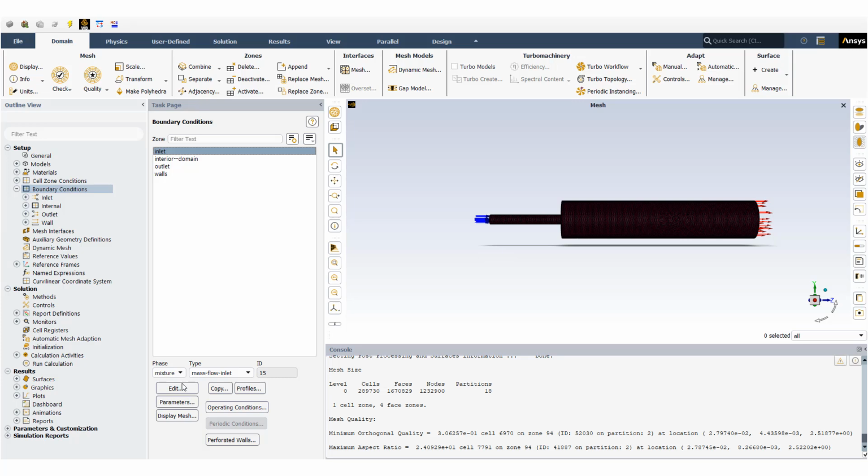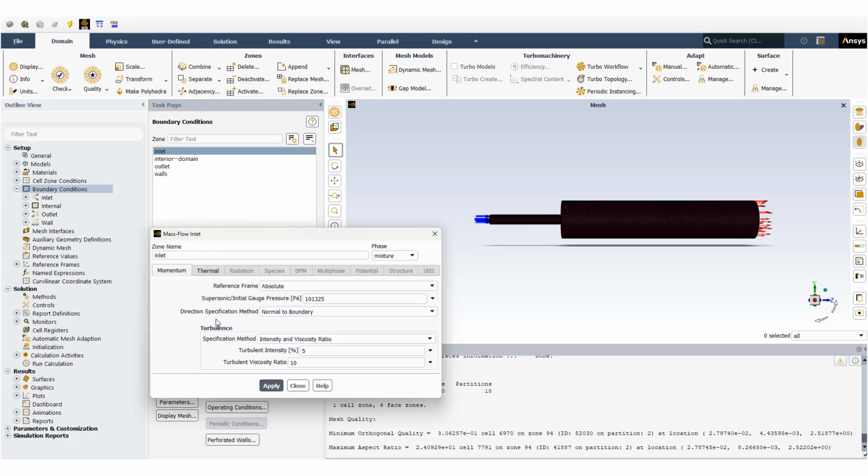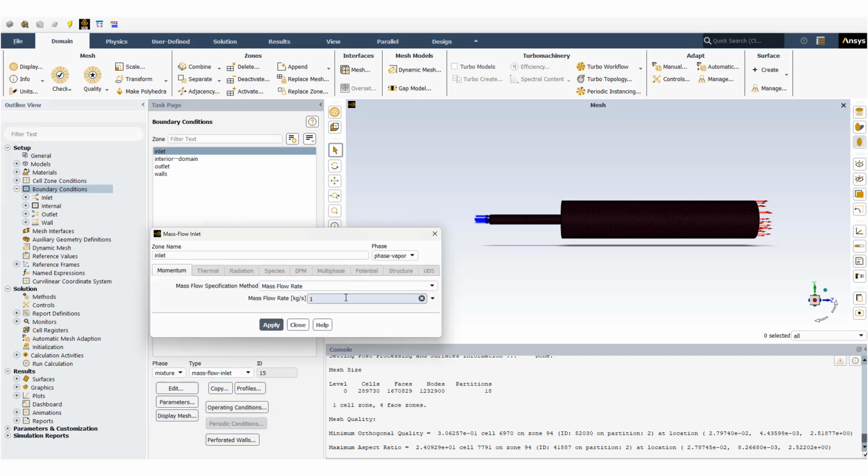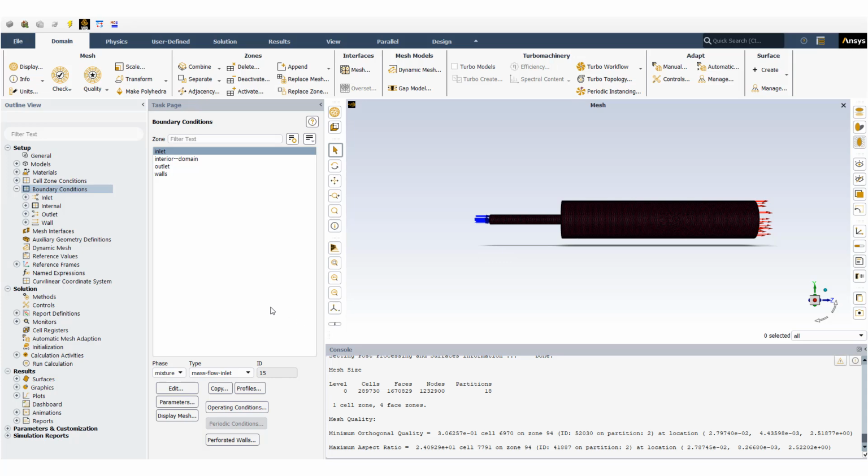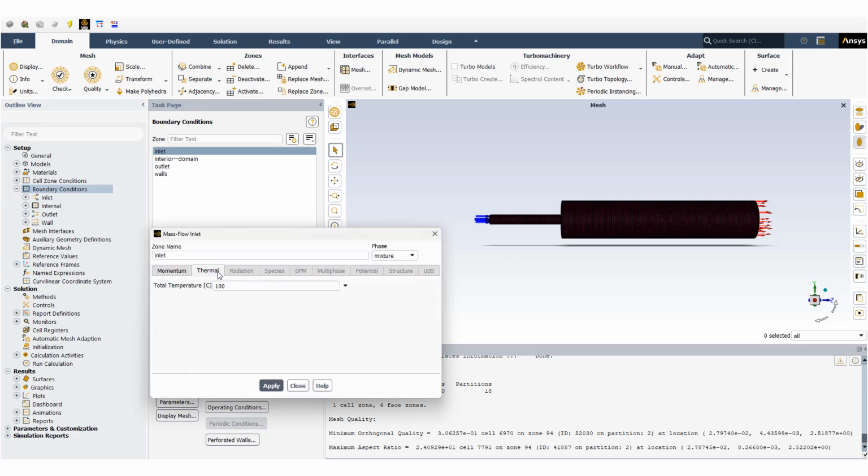For inlet, I consider mass flow rate inlet. Here for the gauge pressure I consider about 101 kilopascal. For vapor, I consider a mass flow rate of 1, and for liquid at the inlet I consider 0. So in this way I just have vapor coming into the domain from the inlet, and also the temperature I consider 100 degrees for the vapor.